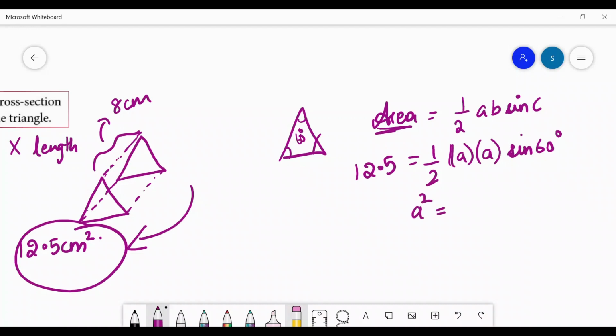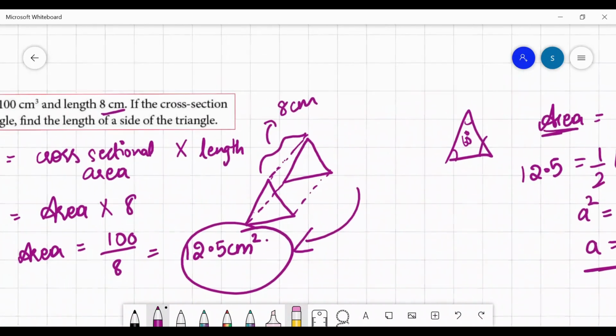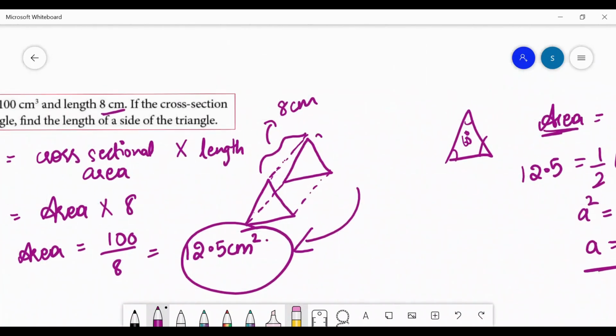And when you solve this, you get A square is equal to 28.86, where A is equal to 5.37. So this is going to be the length of the side of this triangle. So in this figure, if I have to depict, this part is going to be 5.37 centimeters.